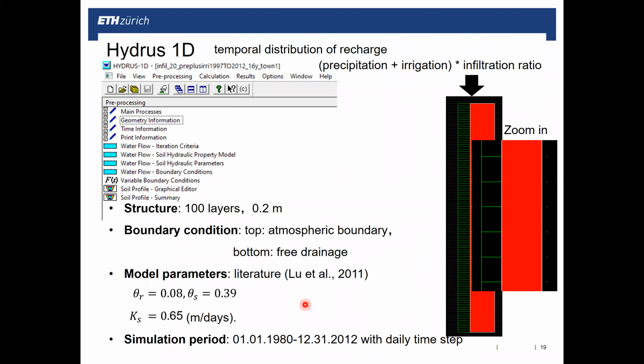And the simulation period for the HYDRUS models starts from 1980. The reason why we chose a longer calculation period is that we need a spin-up period to get rid of the initial conditions' influence, because we don't know the initial water content distribution. So we need to have a longer spin-up period.